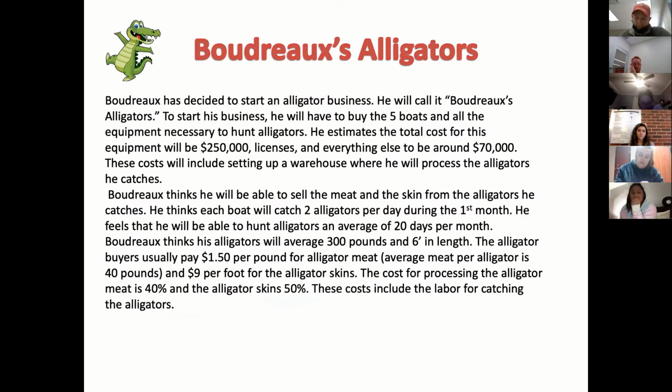So this is what I gave you, folks. Here's what you would get. This is what you'll get on your midterm. You're going to get Boudreaux's Alligators. Boudreaux wants to start an alligator business. He calls it Boudreaux's Alligators. He'll have to buy 5 boats and all equipment necessary to hunt alligators. He estimates the cost for the equipment would be $250,000. Licenses and everything else would be around $70,000.